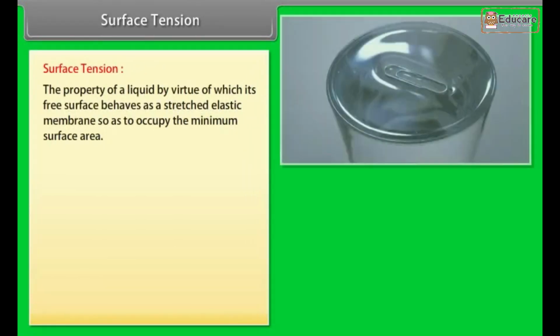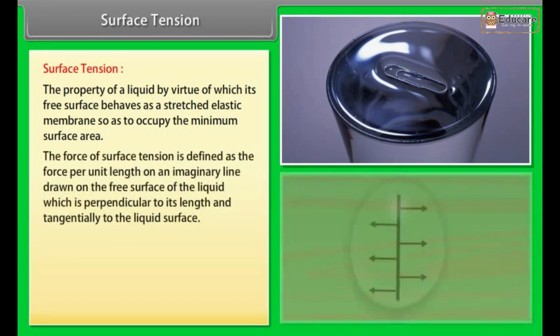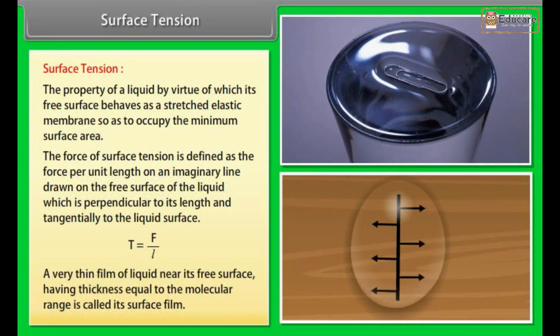Surface tension. Surface tension is the property of a liquid by virtue of which its free surface behaves as a stretched elastic membrane so as to occupy the minimum surface area. The force of surface tension is defined as the force per unit length on an imaginary line drawn on the free surface of the liquid, which is perpendicular to its length and tangential to the liquid surface. T is equal to F by L. A very thin film of liquid near its free surface having thickness equal to the molecular range is called its surface film.